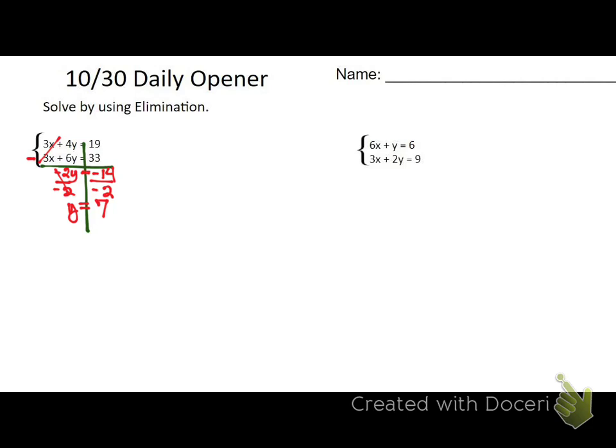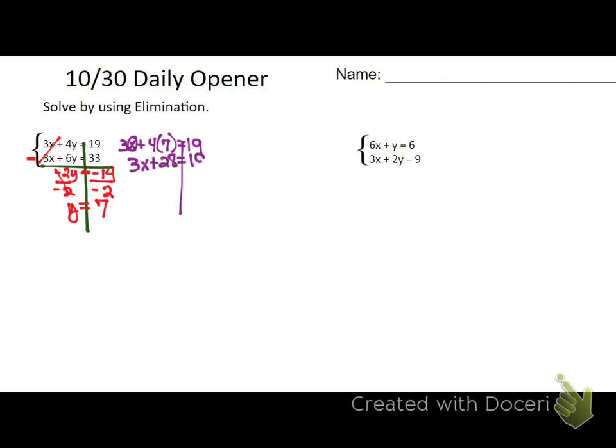Which variable am I substituting for, Josh? Y. So I'm going to have 3x plus 4. There's where I substitute for y. We said y equals 7, so I put 7 in, equals 19. Okay? And now I just solve for x. So my goal is to get the x by itself. What do I do first? Times 4 times 7, which is 28.